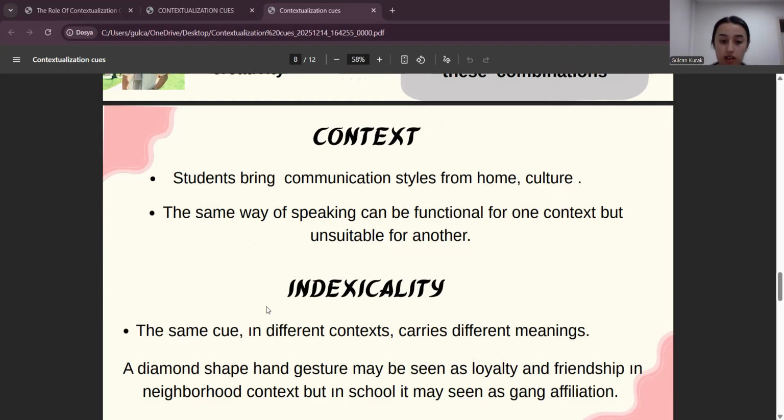And also we have indexicality. This means the same cue in different contexts carries different meanings. Like there's an example in here for you. A diamond-shaped hand gesture, I think it is something like that, may be seen as loyalty or friendship in a neighborhood context, but in school it may seem like a gang affiliation. So the same cue in different contexts can have different meanings.